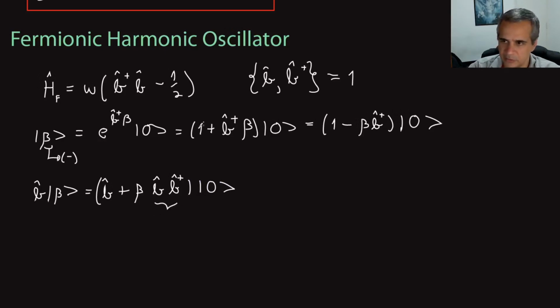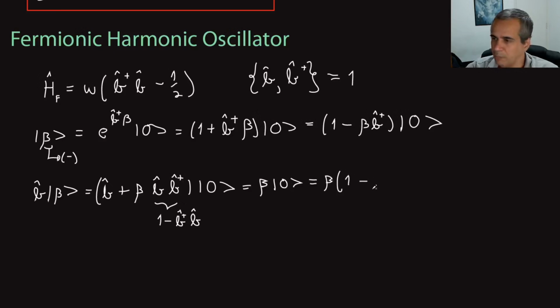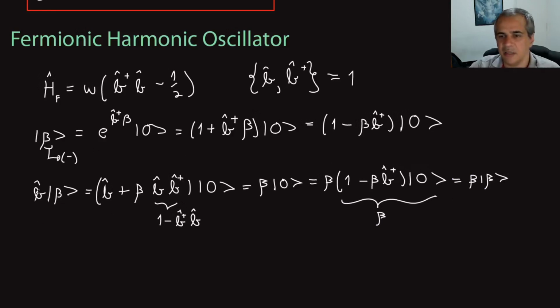I can write this using the anti-commutation relation as 1 minus B dagger B, and then B is an annihilation operator acting on 0. So this is just beta times 0, which, for comparison with that one, I can write as beta times 1 minus beta B dagger, because beta squared is 0. So I'm just adding 0 here. Beta times the vacuum, which I recognize from this expression as beta. So I'm showing that this is beta, which is what we expected. These are eigenvectors of B with eigenvalue beta.